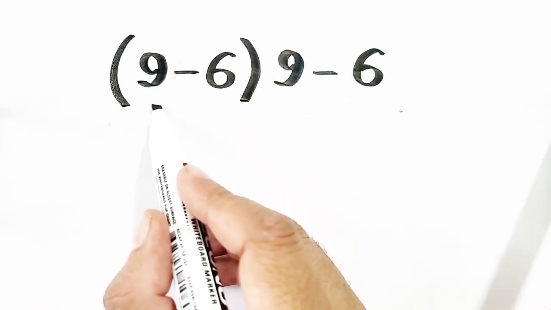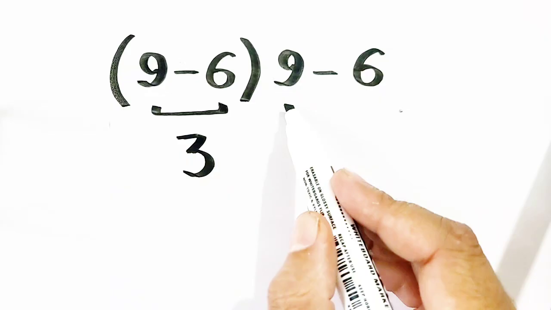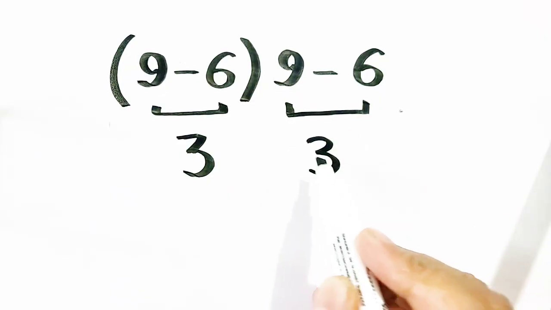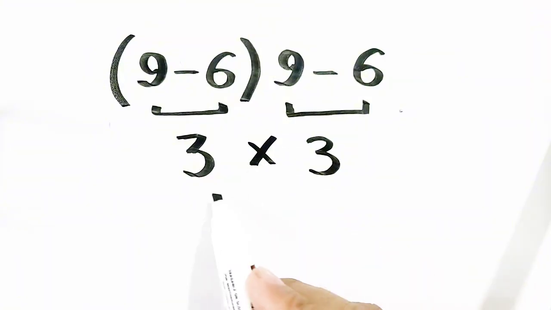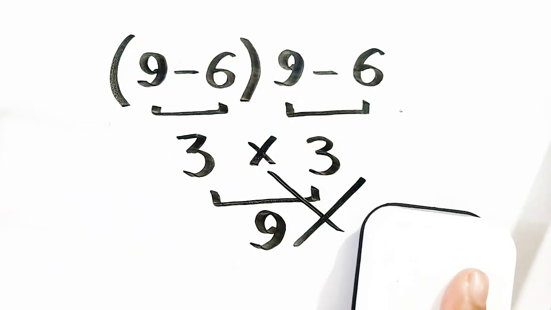9 minus 6 is equal to 3. 3 times 3 will be equal to 9, but 9 is not our answer, so this question is wrong.